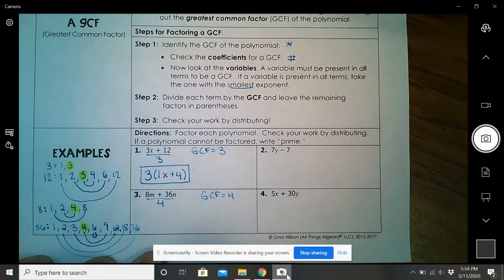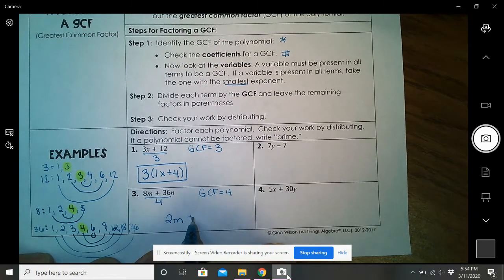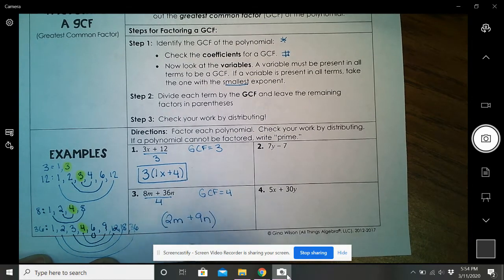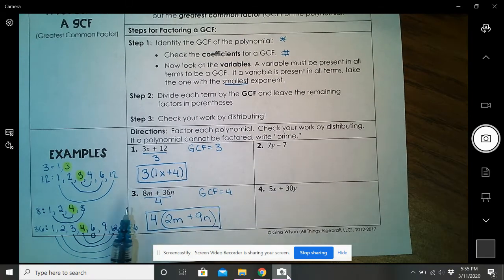So I'm going to divide by 4. 8 divided by 4 is 2. It has an m with it. 36 divided by 4, if you can't do that in your head, we've already done that work right here. 36 divided by 4 is 9 with an n attached to it. These two terms, when multiplied by 4, will form our original problem.